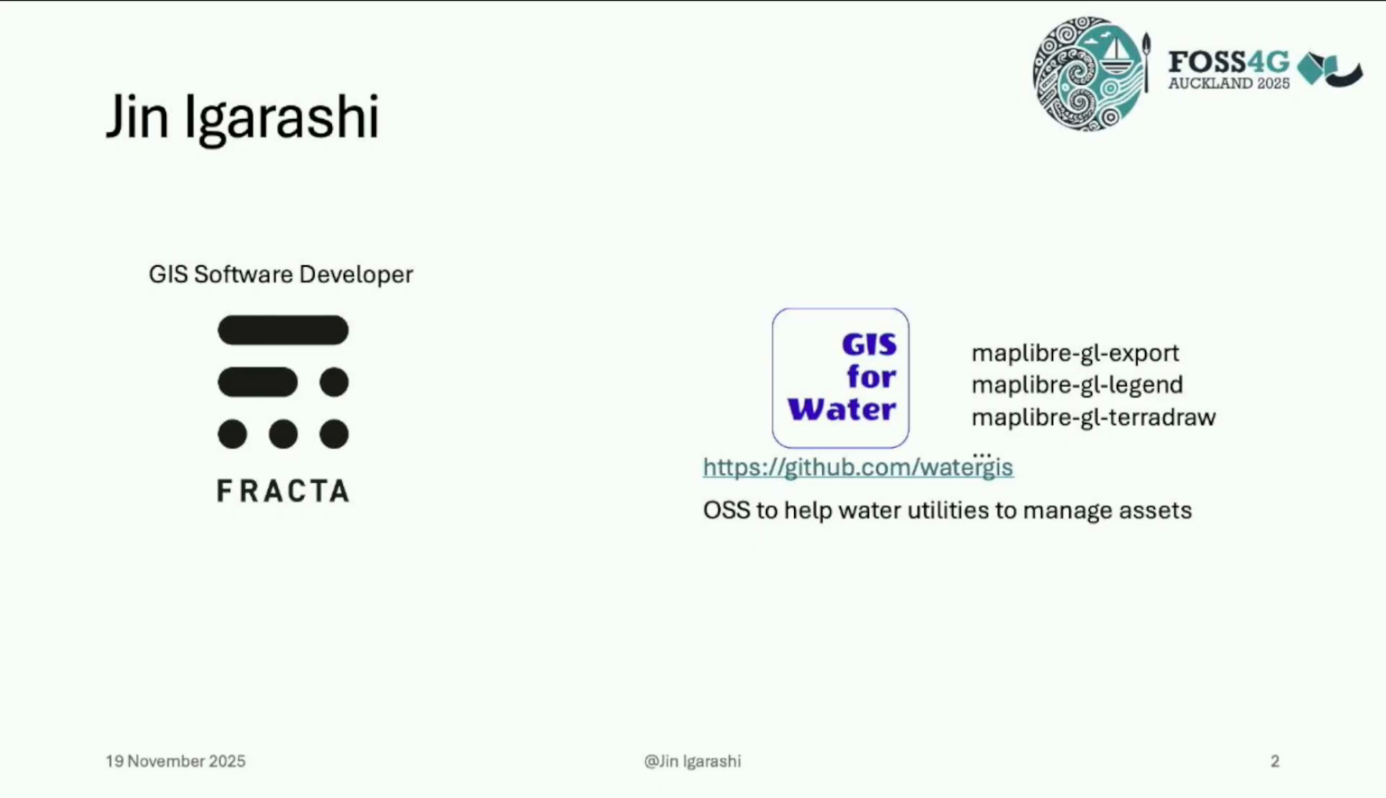My name is Jin Igarashi, and I recently joined Fracta, an AI company based in the USA, and I'm working for this company currently. I'm also maintaining several open source software projects for helping water utilities in East Africa, like Kenya and Rwanda. I'm putting those open source software projects for water organizations on GitHub.